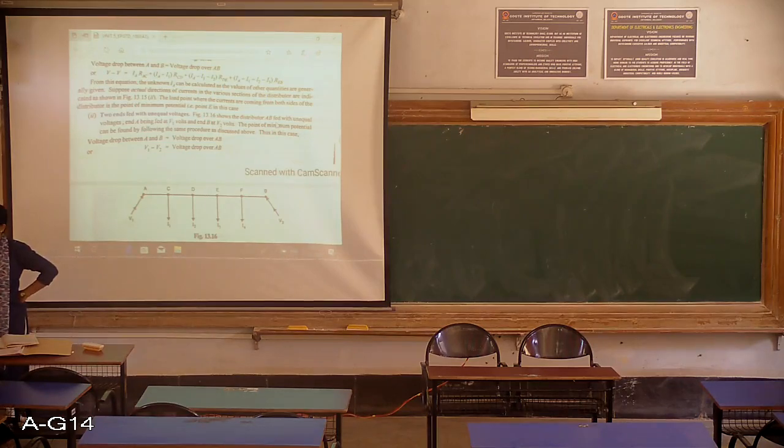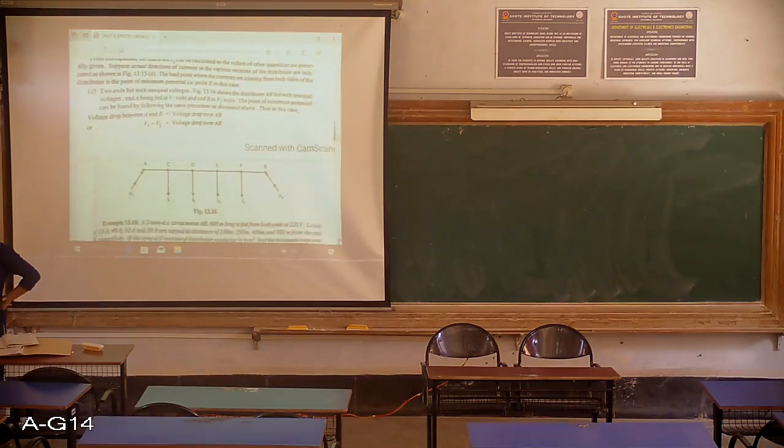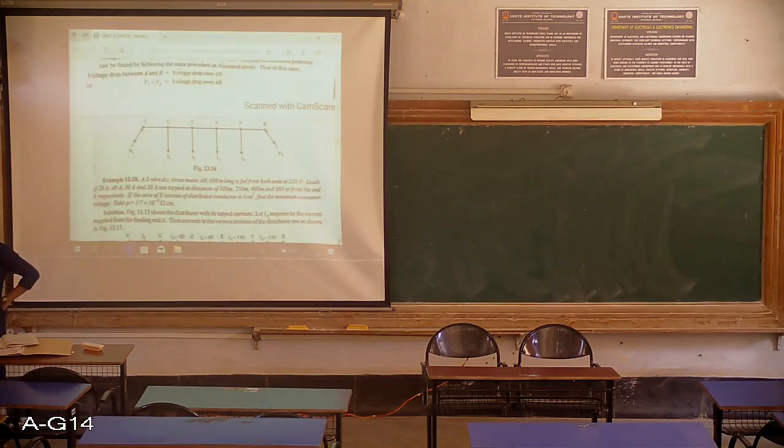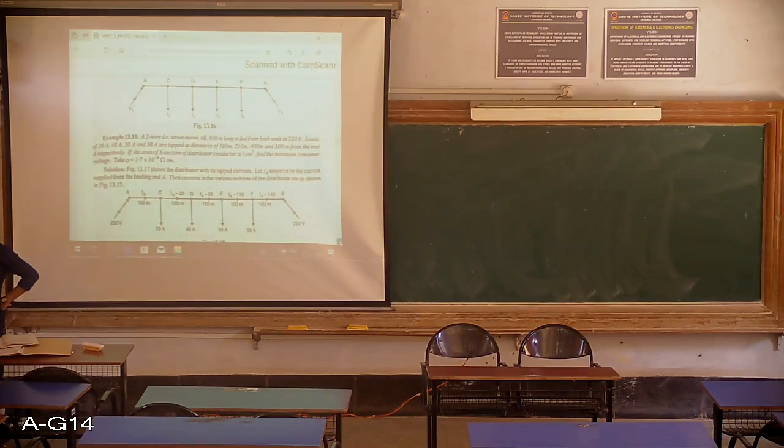The point of minimum potential can be found by the same procedure which we have discussed. Now the voltage drop between A and B will be the voltage drop over AB. Earlier we wrote V minus V is equal to 0, so easily you can find out IA. Now it will be V1 minus V2 is equal to the voltage drop over AB. The rest of the procedure remains the same. On similar lines we have given a problem here.